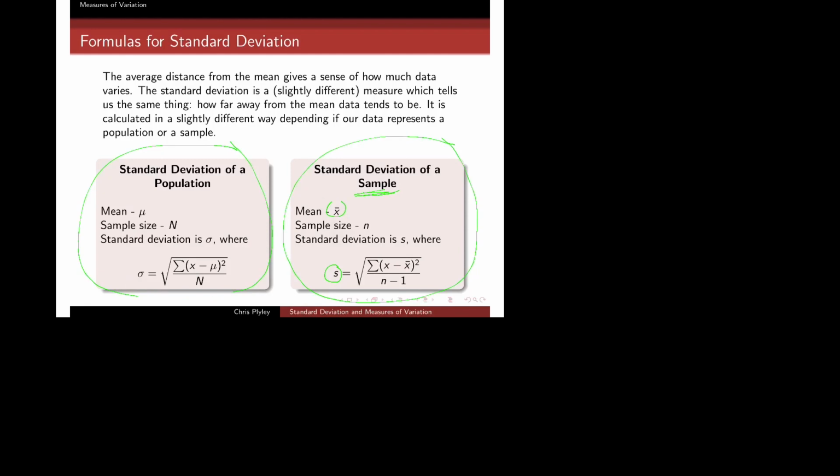If we're dealing with a population, we'll adopt slightly different notation. The mean, you should still remember, is this Greek letter mu, mu for the mean. And our standard deviation will be denoted by the Greek letter for S, which is sigma. That's lowercase sigma here, this letter right here. Of course, capital sigma is what we use for summation. So those are our two formulas for standard deviation. But where do they come from, and how does this represent anything like distance from the mean?